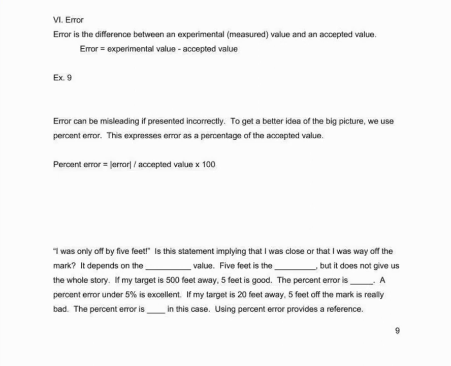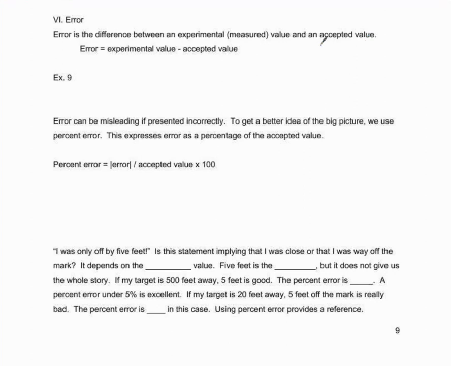Okay, so we are on page 9 of the Unit 2 notes, and today's topic is error. So error is the difference between an experimental or measured value and an accepted value. This could take a couple of different forms.